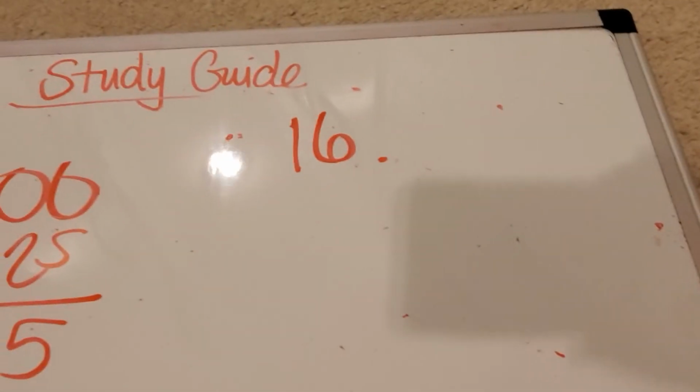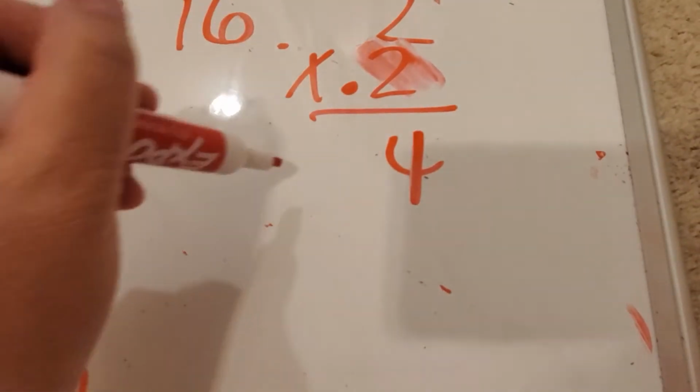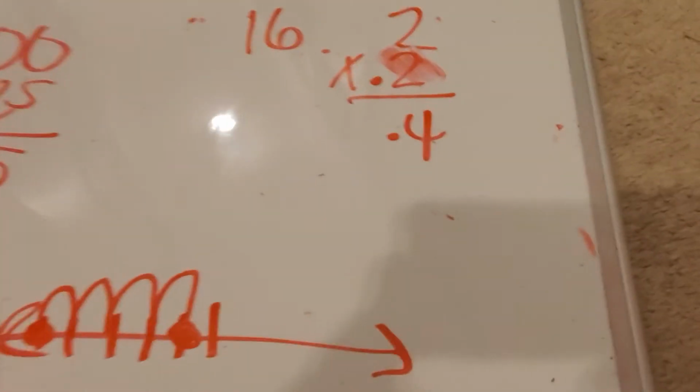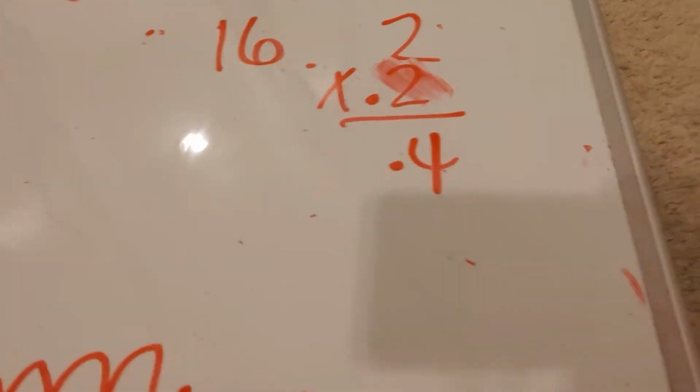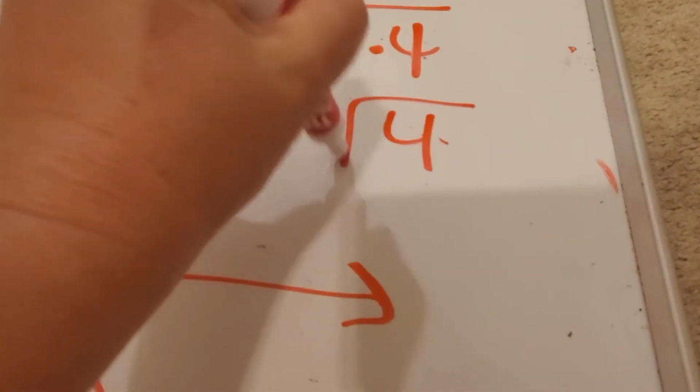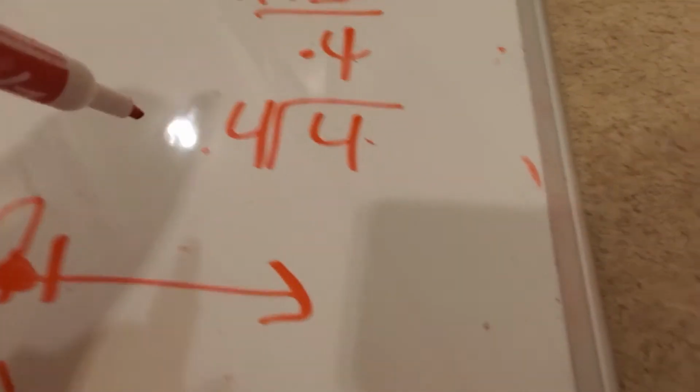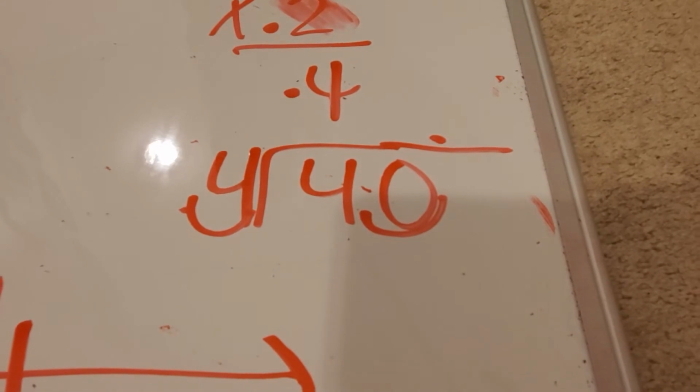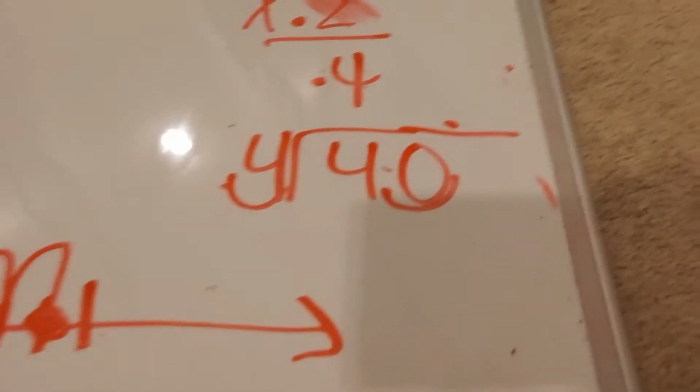16 is another order of operations. You've got to say 2 times 0.2, right? Oops, I just wrote the answer. You know 2 times 2 is 4. I have one number behind the decimal. Then I'm going to say 4 divided by 0.4. Move that over, move that over. So that's like saying 4 into 40, and write your answer.